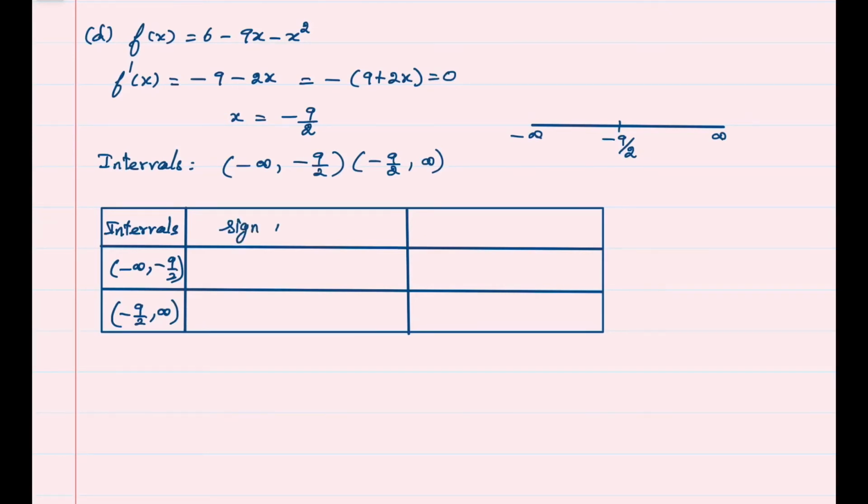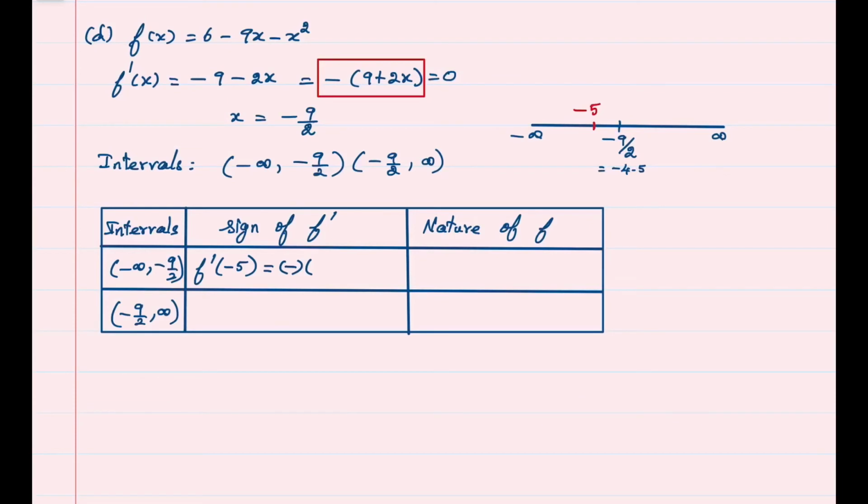We will check the sign of f dash and decide the nature of f. Minus 9 by 2 is minus 4.5. So, from the first interval, we will take minus 5 for checking. f dash of minus 5, we will substitute in f dash. So, minus times (9 plus 2x). 9 minus 10, which is minus 1, negative. Product of two negative terms is positive. Therefore, f strictly increases in this interval.